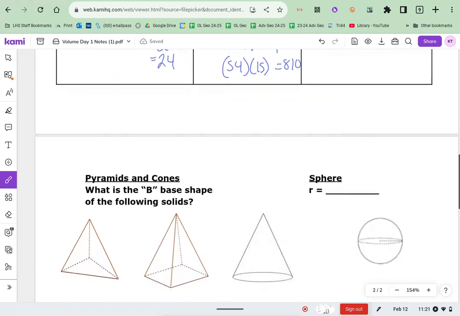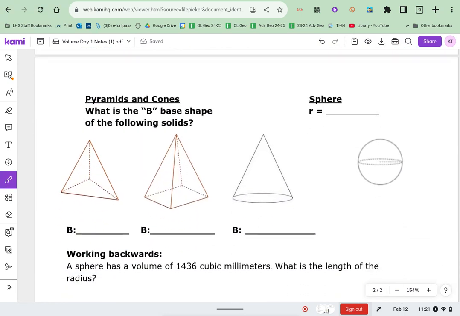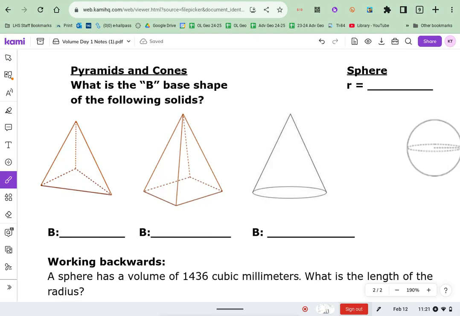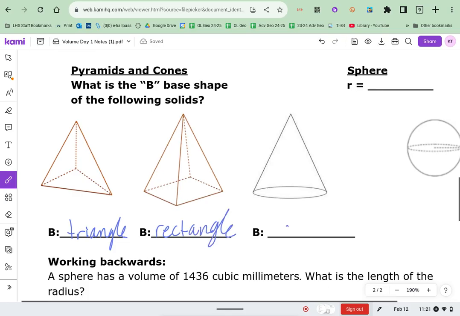All right, on to the back side. Okay, on the back. We are going to look at pyramids and cones. So for the one on the left, we have a triangular prism. What is the base shape of that one? Not prism, pyramid. Yep, a triangle. Next, we have a rectangular pyramid. What's the base shape of that one? Rectangle. A rectangle. And next, we have a cone. What's the base shape of a cone? A circle.